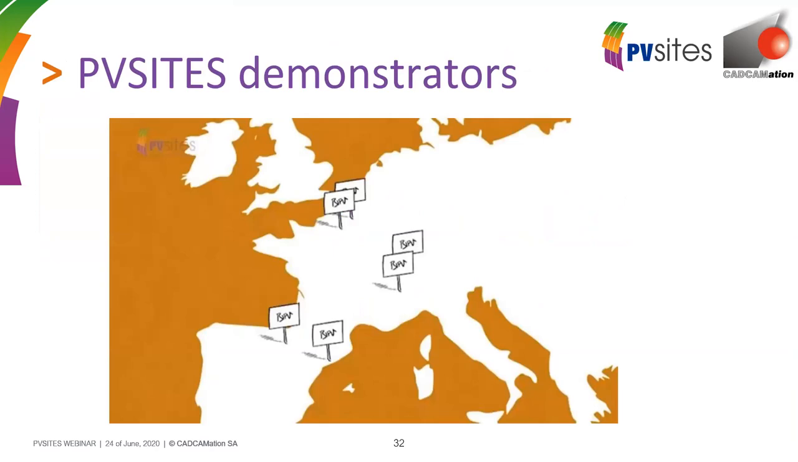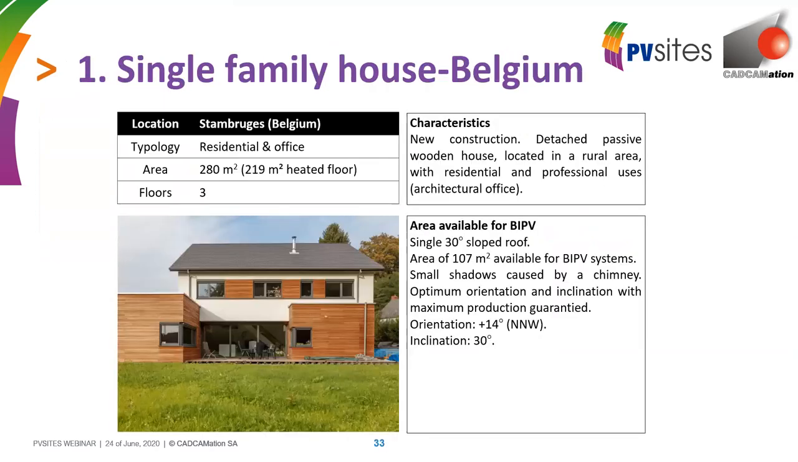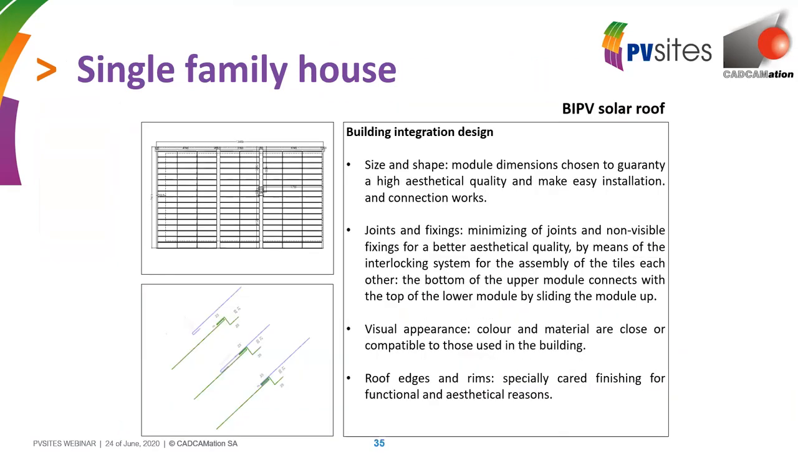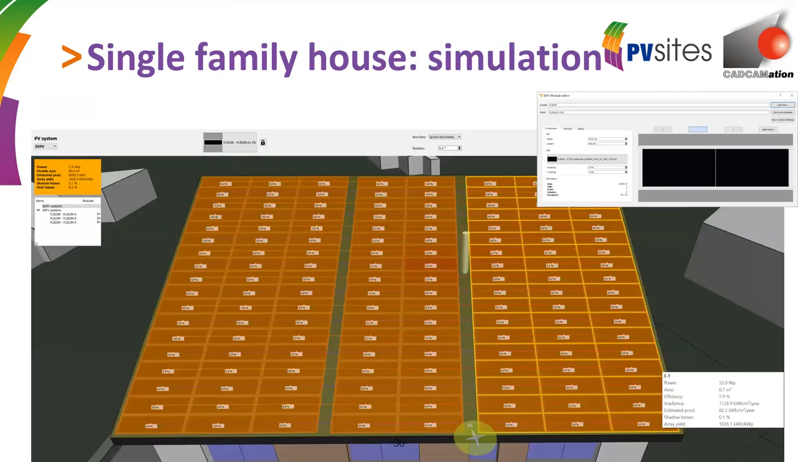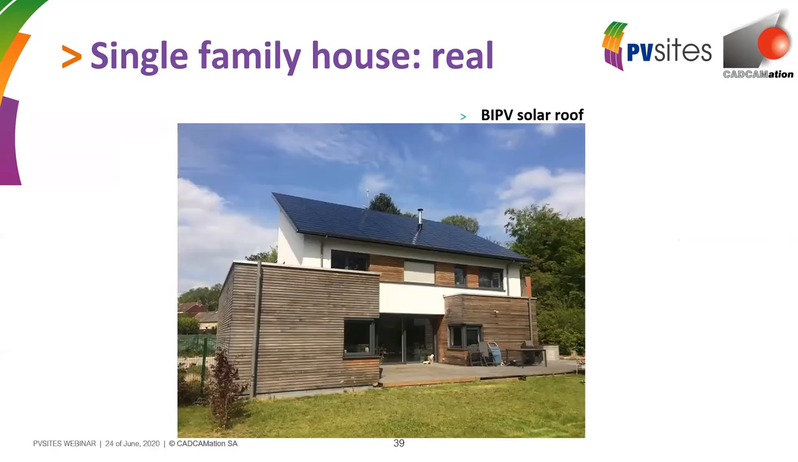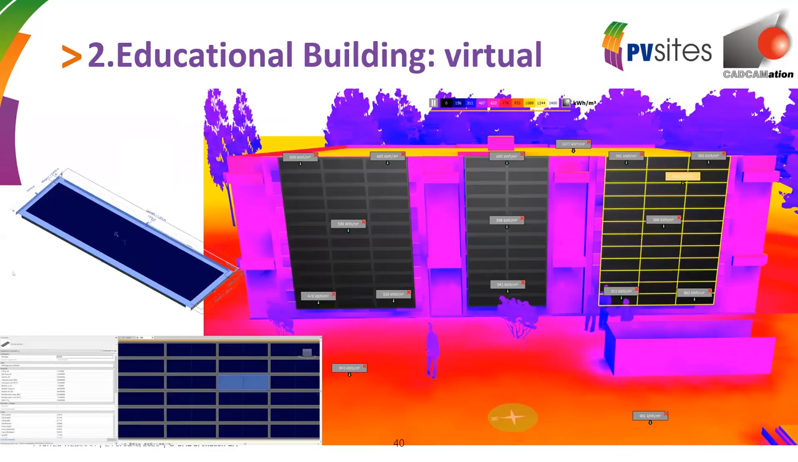as you know, there are six sites and seven demonstrators. I will go very fast through this. First was the single family house, FD2 house. So the tile and the inverter were integrated as virtual objects, and you can see the result. The BIM result is, of course, integration of a tile into the roof. The real effect, of course, is here.